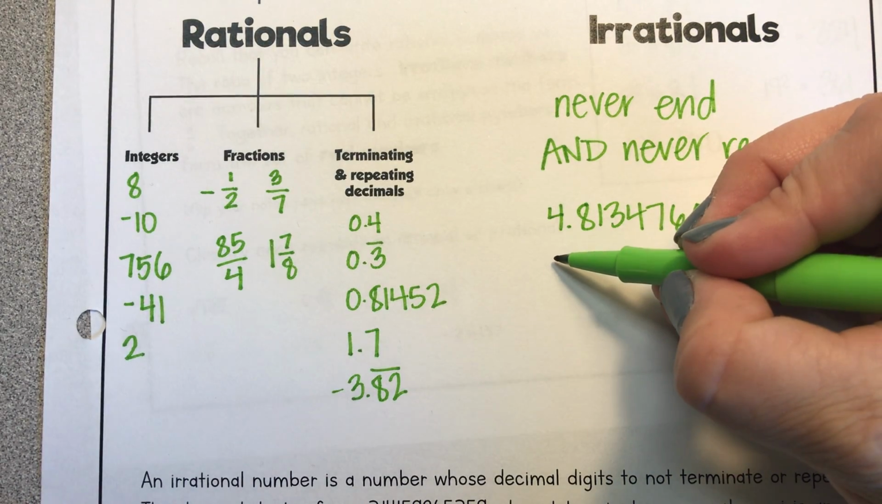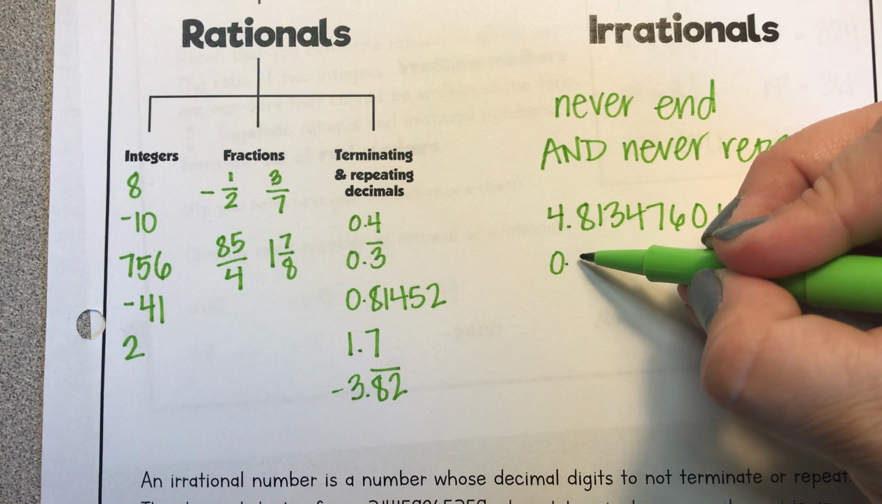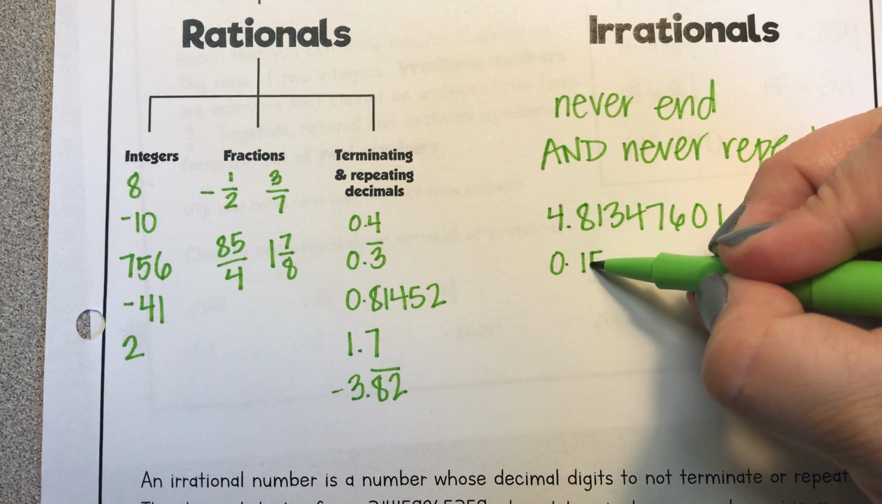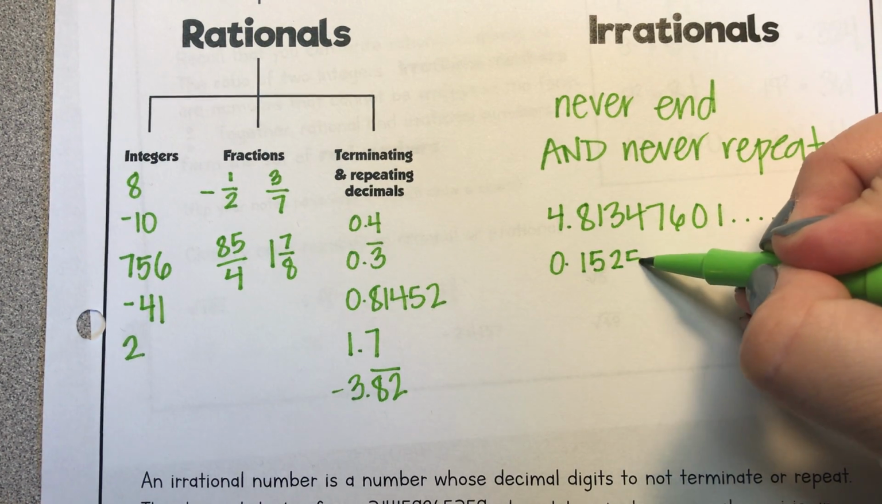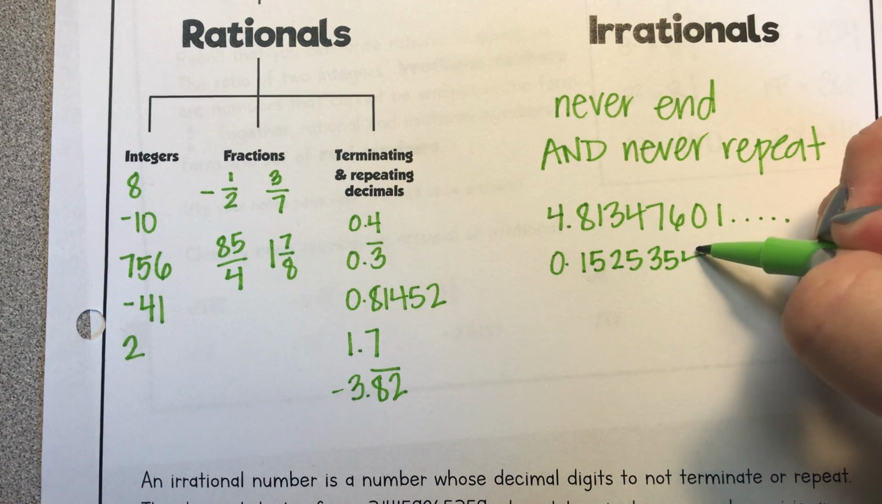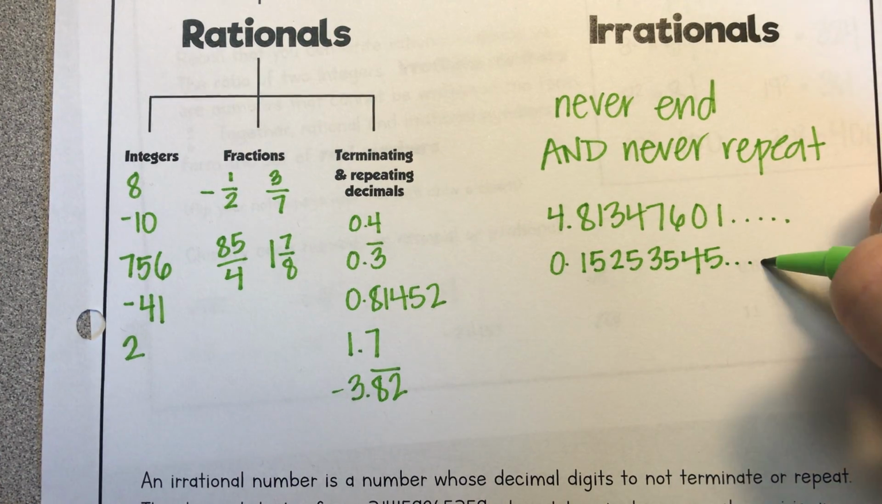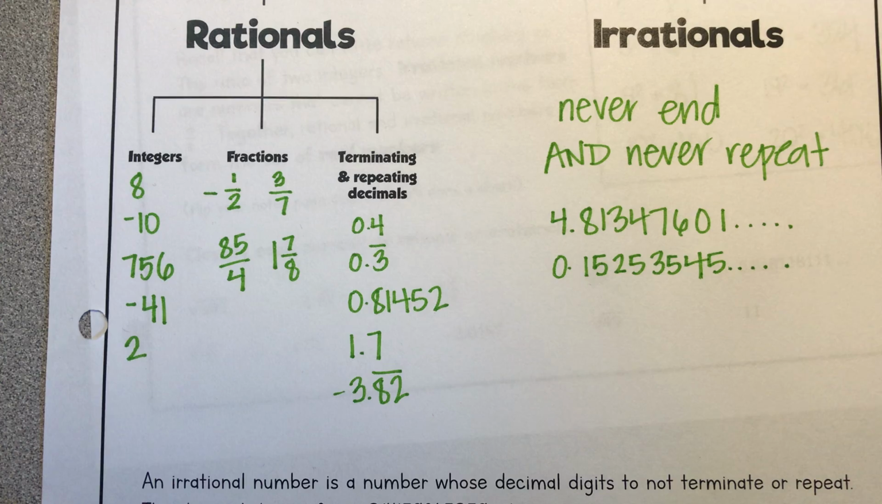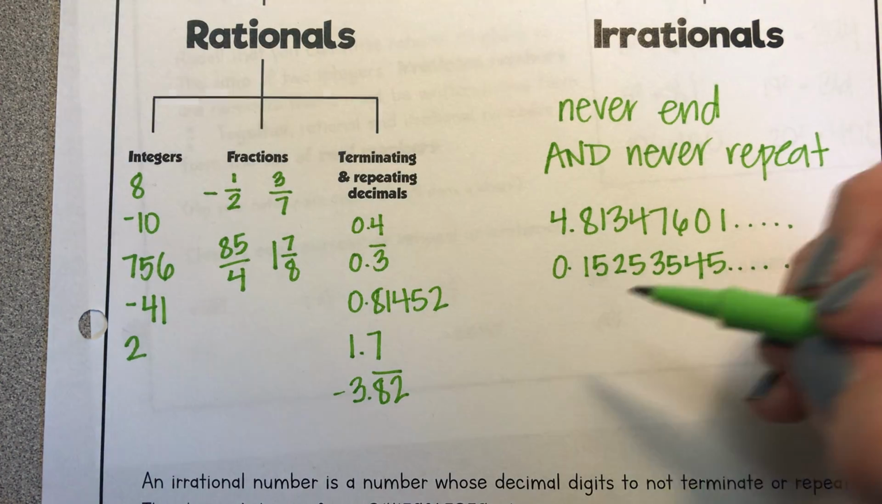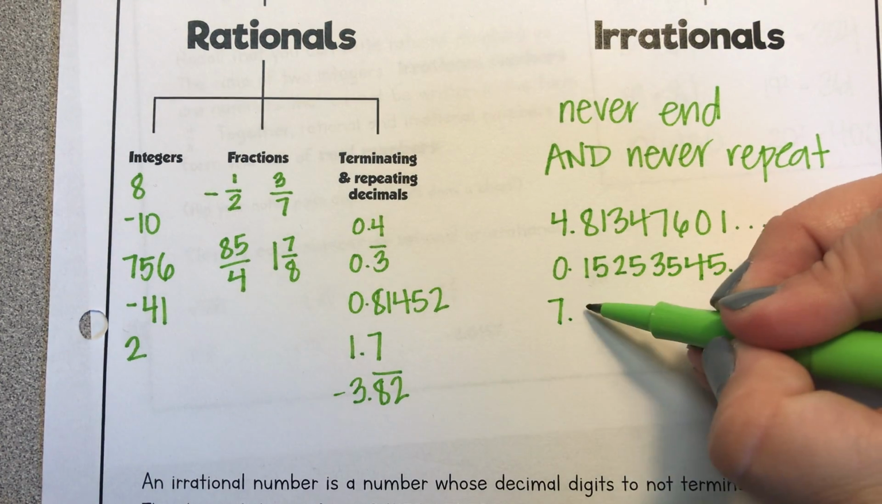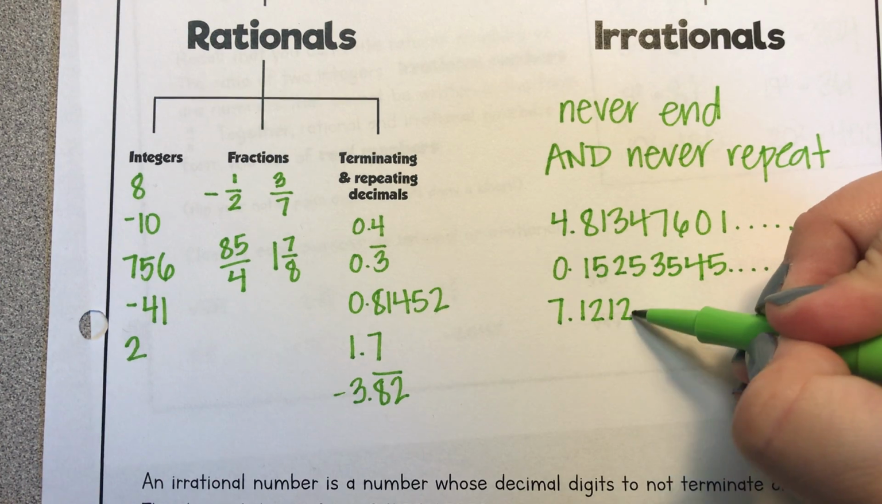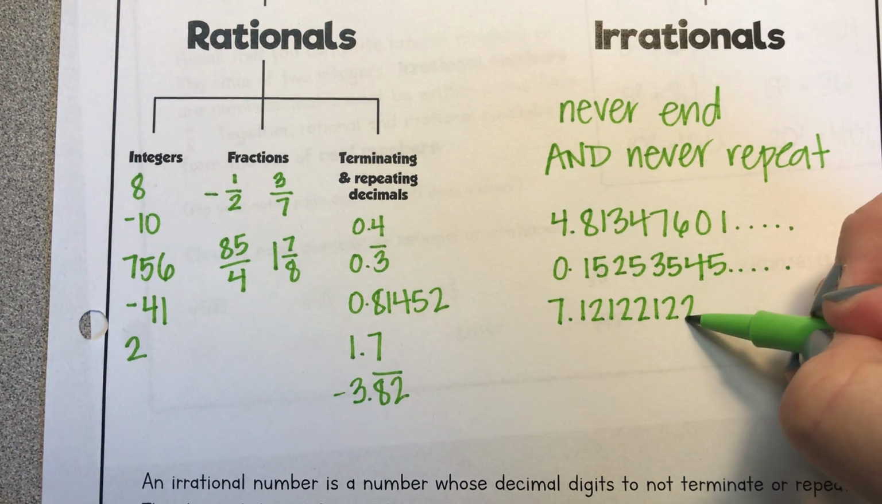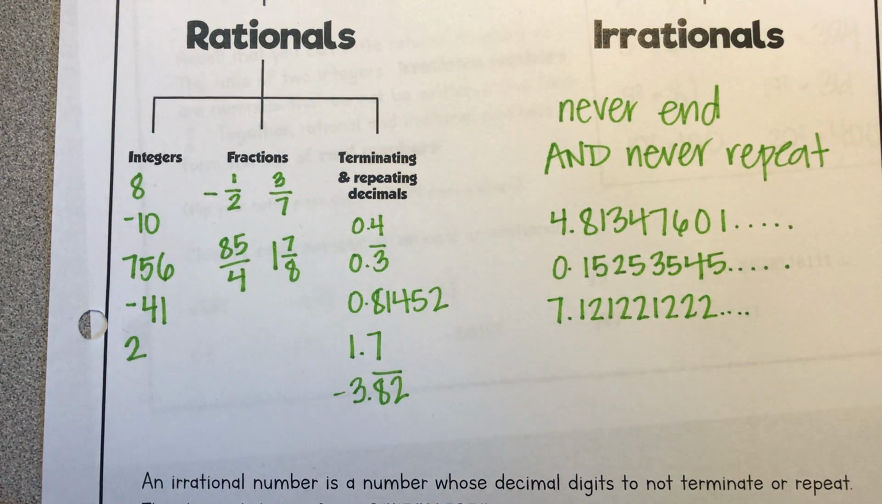It could be something with a pattern, like 0.152535545, on and on and on and on. If it never repeats, then it would be irrational. Or something like 7.12122, okay, on and on and on.